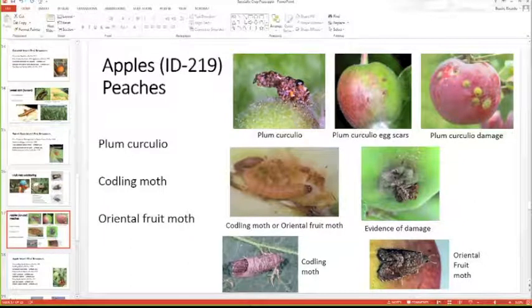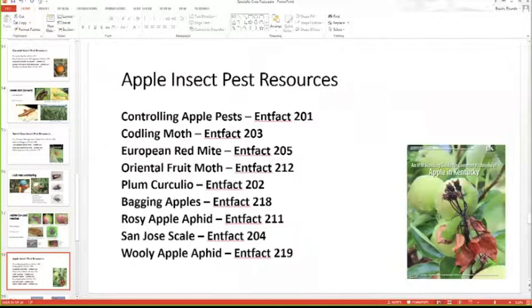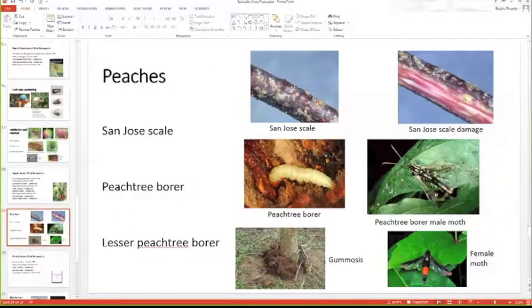Some of our orchards have more codling moth problems, some of our orchards have more oriental fruit moth problems, and they'll run pheromone traps based on the presence or absence of these moths. We have a lot of resources online, so we have a number of fact sheets on how to manage some of these pests. We also have the color IPM scouting guide for apples that is available as well.